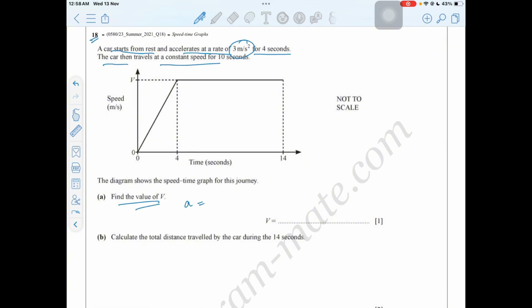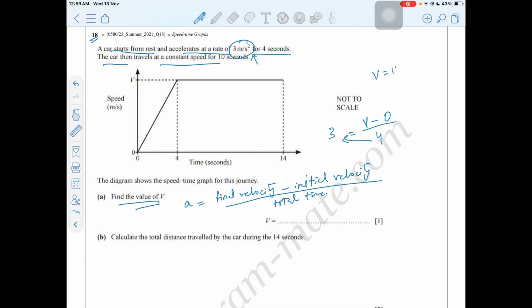For acceleration, we are given the initial velocity subtracted from the final velocity, and the total time comes in the denominator, right? So it is basically the rate of change of velocity, right? So the final velocity is v. We have initial as 0, we have total time as 4, and we have the acceleration as 3, right? This would be multiplied, we have our v as 12, right?